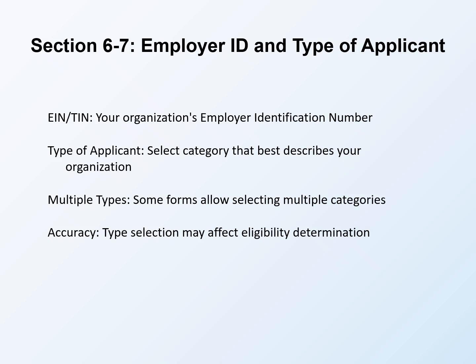Accuracy in type selection matters because some programs restrict eligibility by applicant type. Selecting an incorrect type could either exclude you from programs you are eligible for or include you in programs you are not eligible for. Select the type that most accurately describes your organization.